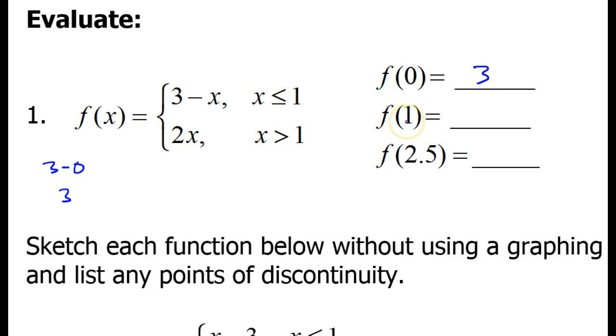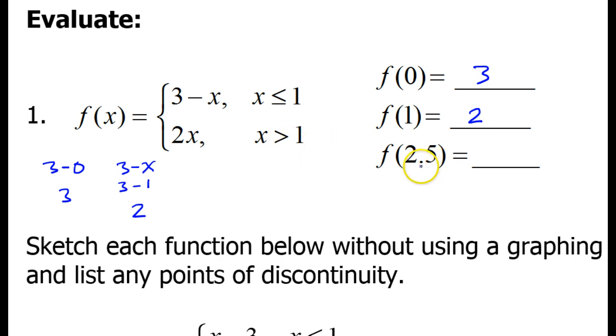What about the value 1, the x value of 1? Well, 1 is equal to itself. So we will use the top function for x values that are less than or equal to 1. So this equals 1, so we use the top function again. So 3 minus x becomes 3 minus 1, which is 2. So the answer here is 2.